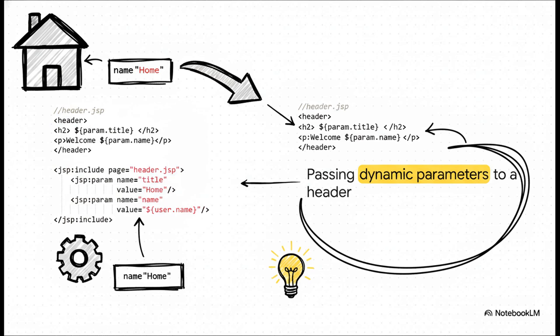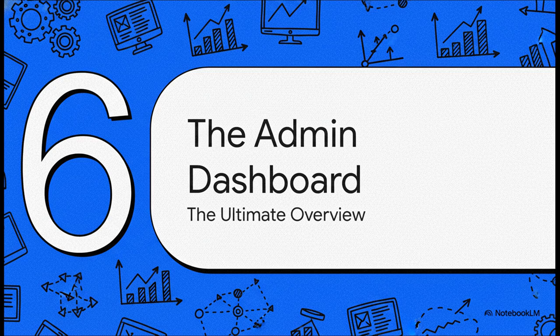But wait, what if that shared header needs to say welcome home on the home page, but welcome to settings on the settings page? Well, you use the JSP param action tag. This little tag is a real game changer. It lets you take a static template and inject dynamic content into it based on exactly which page the user is viewing. So you get the amazing efficiency of a single template, but with the flexibility of custom page-by-page data. Pretty clever, right?